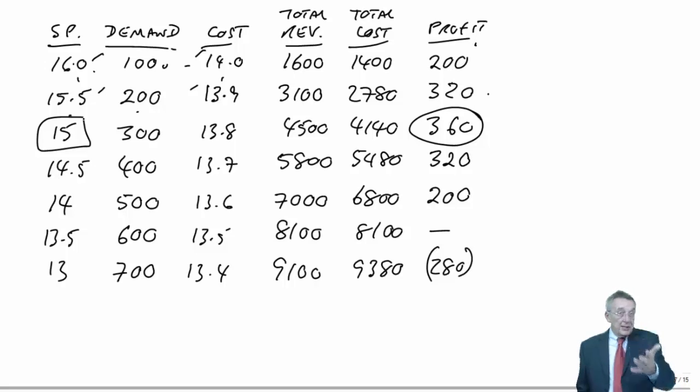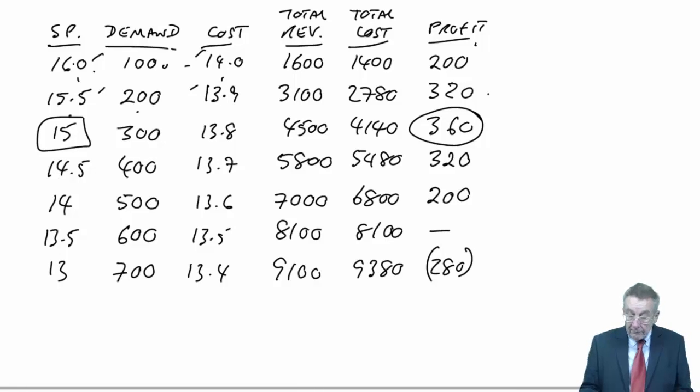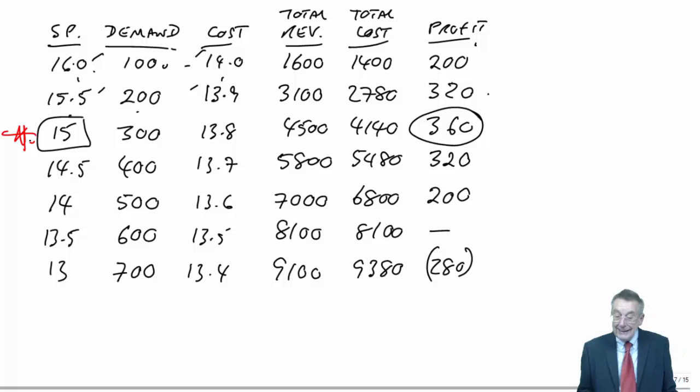We could charge a higher price per unit and make more profit per unit. We could charge a lower price and get more revenue. 13 would give us more revenue, but for maximum profit, the selling price, we'd fix the selling price at 15 a unit, and we'll get to 360.